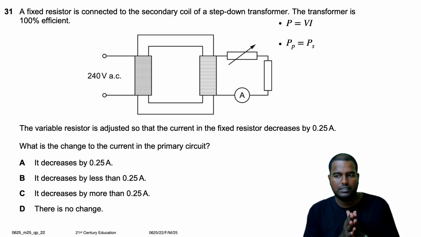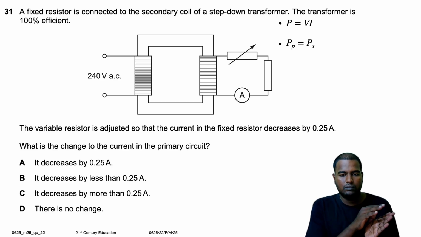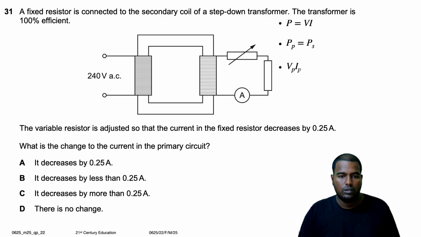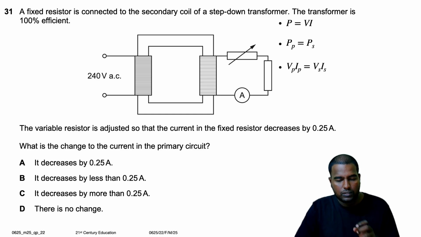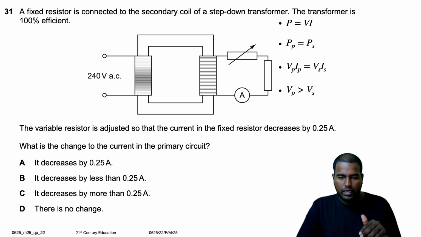So it just delivers the same power. What this step-down transformer does is it decreases the voltage from primary to secondary and increases the current from primary to secondary. That way it delivers the same power without changing the power. So to keep the power the same, it decreases the voltage from primary to secondary. To equal that, it increases the current. So the current in secondary is higher than the current in primary.